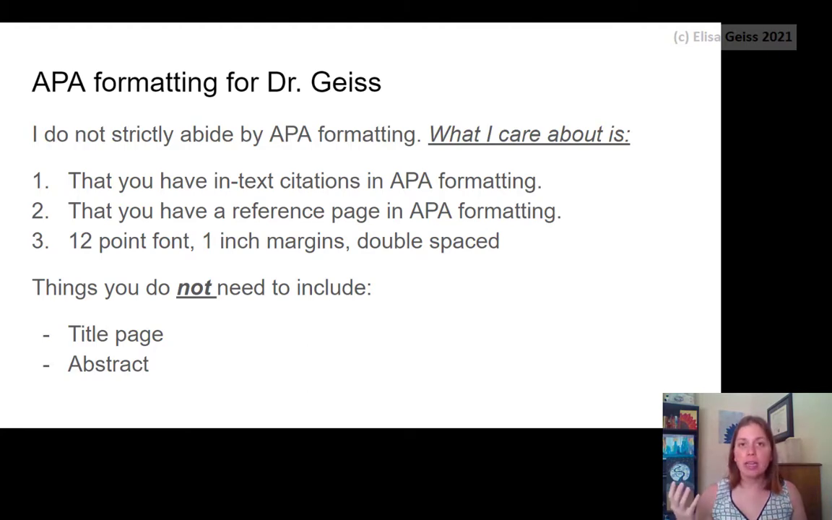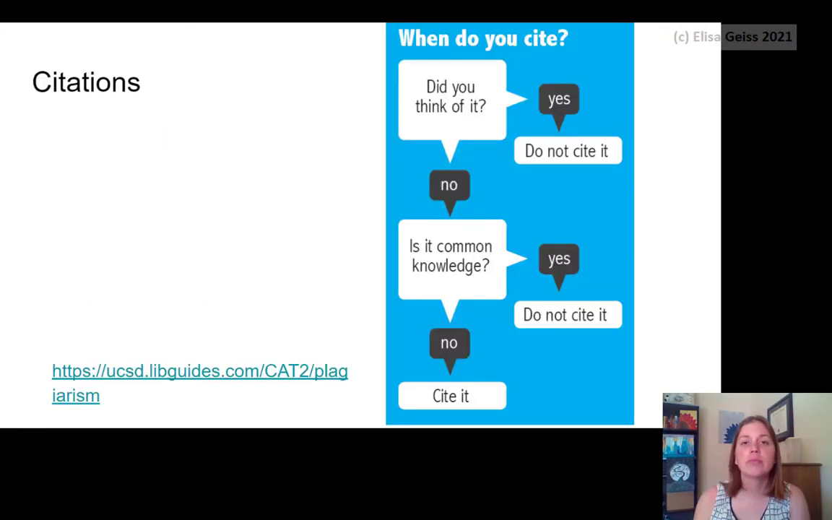The other thing, just to make it easy for everybody: 12-point font, 1-inch margins, double-spaced is what you'll write your paper in. You absolutely do not need a title page or an abstract. Those things are really useful when we're talking about big papers, but in my class, and this is again specific to my class, you don't need either of those.